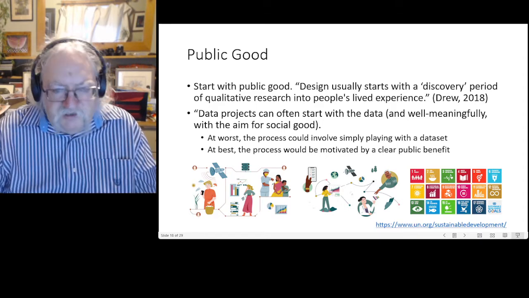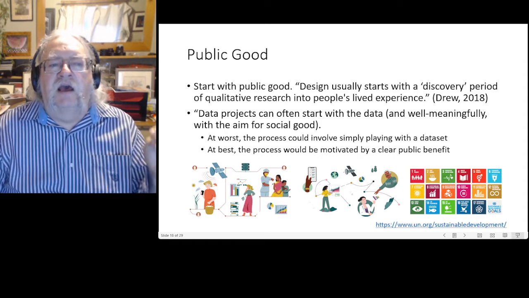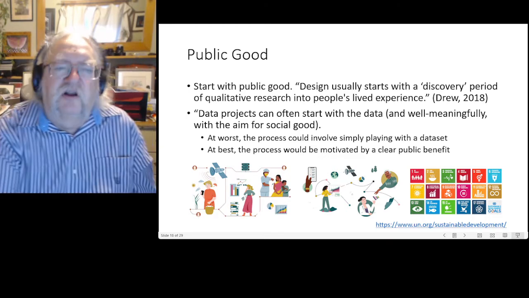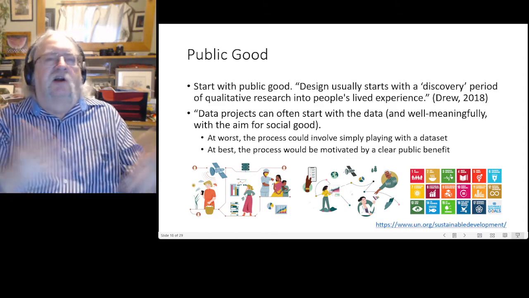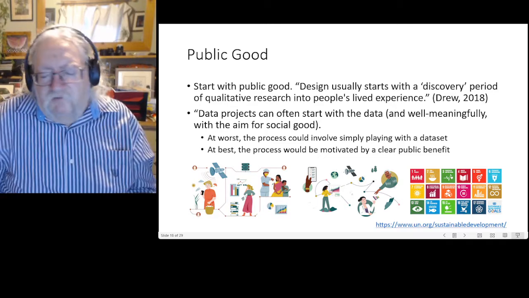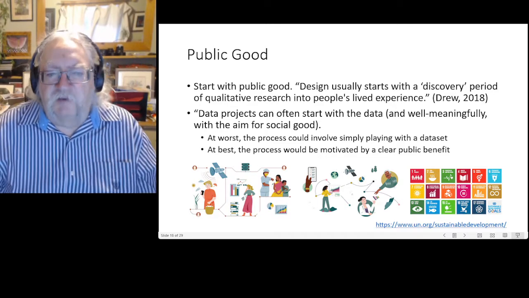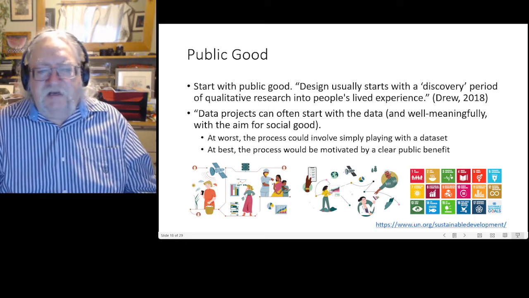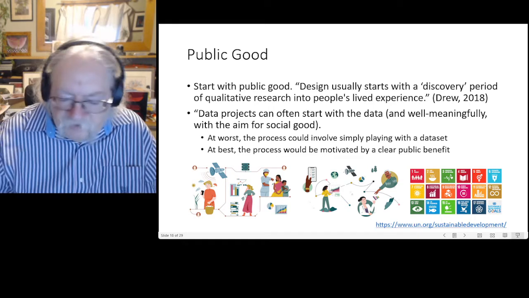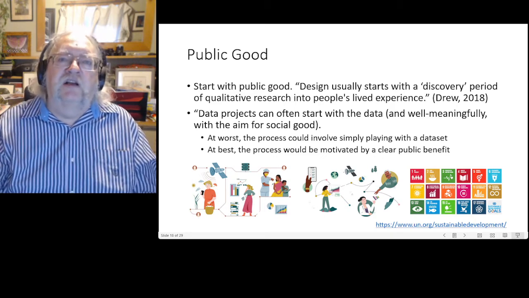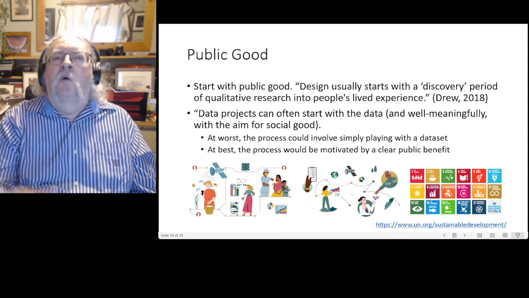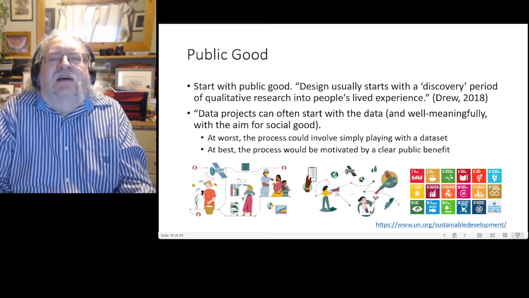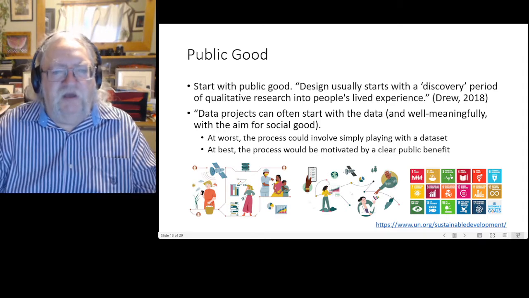Similarly, data projects or analytics processes specifically can, and often should, aim for the social good. But Drew points out that's often not what happens. Often the process just starts with the data, and they have some data and they sort of go, well, what can we do with this? And as he says, at worst, the process might simply involve playing with a data set for the sake of playing with a data set. Or at best, the process might be motivated by a clear public benefit. Knowing what you're working toward is an important part of knowing what you want to do with data and with AI and learning analytics. Now, I shouldn't have to say this, but I want to be complete in this course. And this is part of being complete.